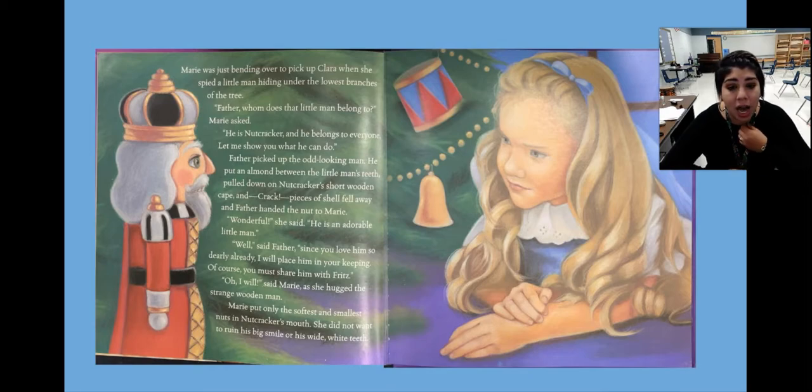Father picked up the odd-looking man. He put an almond between the little man's teeth, pulled down on the Nutcracker's short wooden cape, and cracked. Pieces of shell fell away, and Father handed the nut to Marie. "Wonderful," she said. "He is an adorable little man."